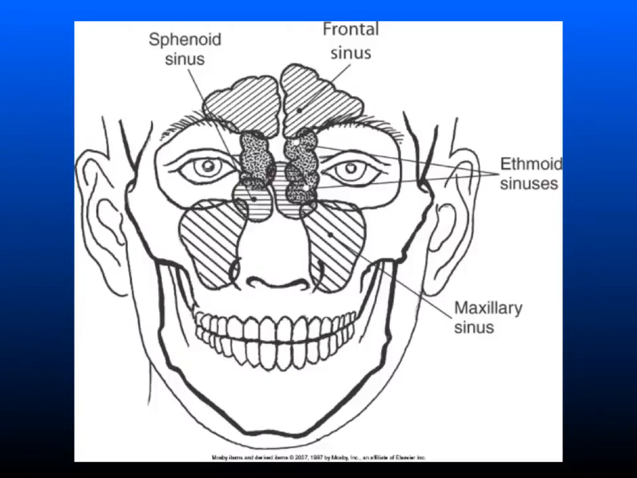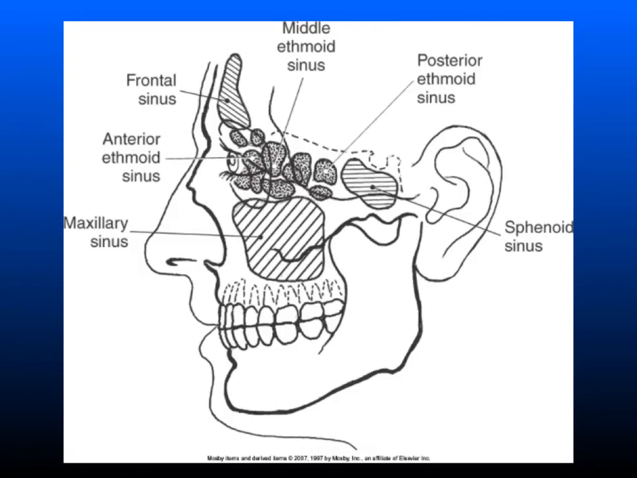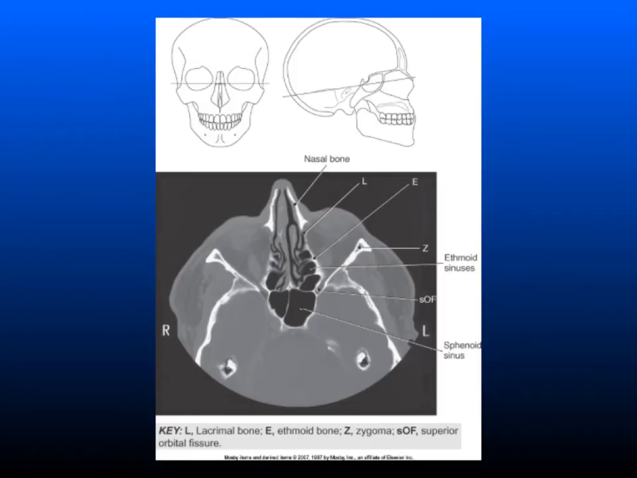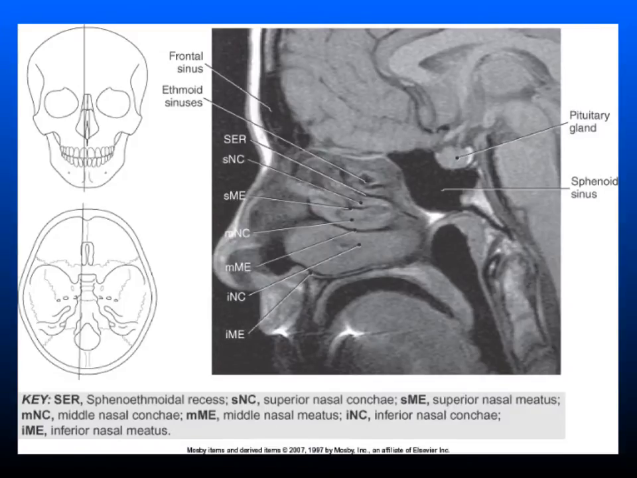So here are where the sinuses are. It's just a picture of them. You've seen them on CTs. What else? We talked about the two reasons for having sinuses. We don't have to go through them. Again, some axial images. This one still doesn't have the frontal. It doesn't show the frontal as well. So let's look at this one.